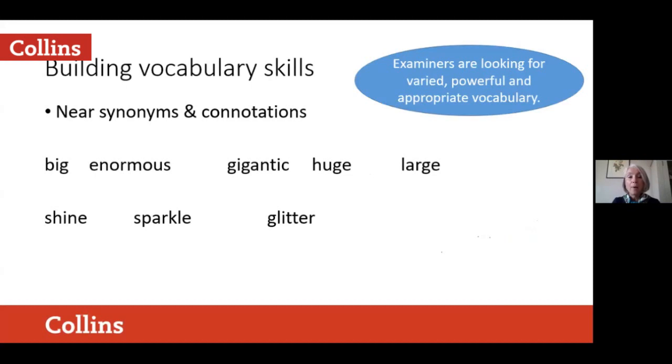So when we're thinking about introducing young students and young learners and young children to vocabulary skills, we might give them some near synonyms. So we might give them big, enormous, gigantic, huge, and large. How would you put those into order of importance? Which is the biggest and which is the smallest? Let's see if we can do that. Which one would come first?